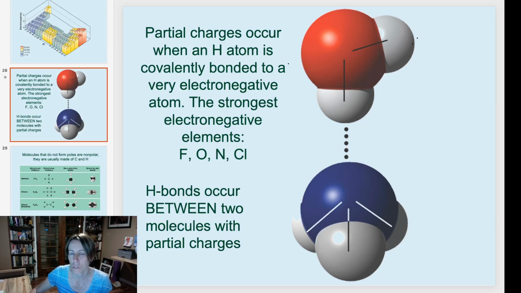Well, this is water, right? We've seen this multiple times by now. This is our oxygen, and then these are the two hydrogens. All right, those black lines right here represent the covalent bonds that are hooking these things together.